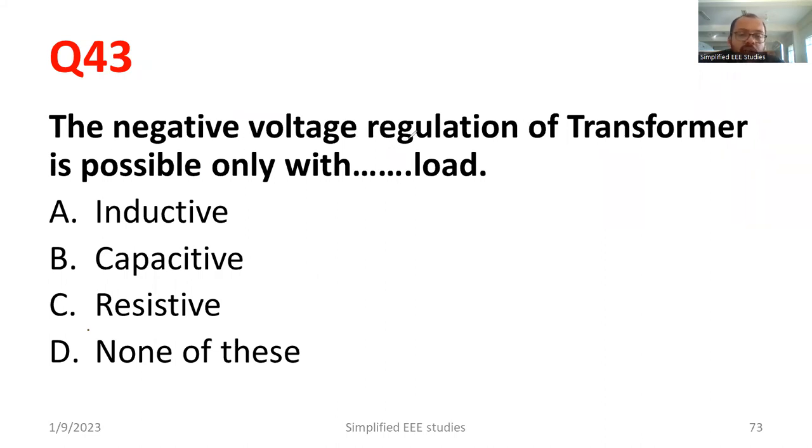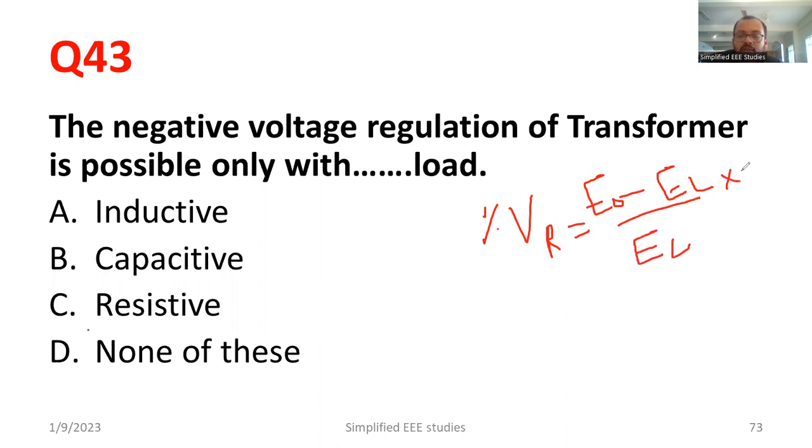The negative voltage regulation of the transformer is possible only with the dash load. This is very important. So what is voltage regulation? Percentage voltage regulation. So let us write V regulation. That is given by no load voltage minus full load voltage divided by full load voltage. Okay, this is called voltage regulation, which will be multiplied by 100. You will be getting it in terms of percentage.